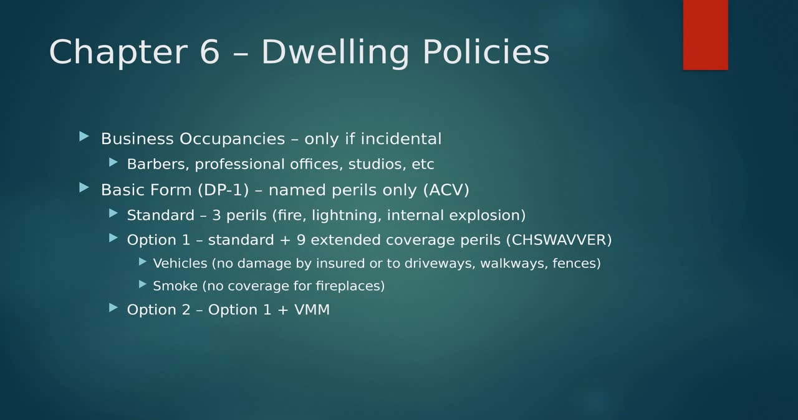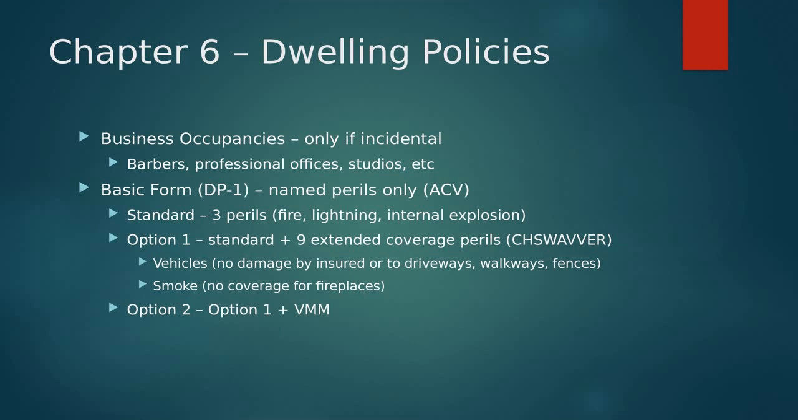Smoke is the next thing that's going to be covered here. There will be coverage for sudden and accidental damage caused by smoke, but no coverage for agricultural smudging, industrial operations, or, under DP1 option 1, coverage for smoke from fireplaces. So what would be covered in this case? Say there was a fire in the kitchen that got out of control, you were able to contain the fire damage, but the smoke damage was pretty intensive. That would be a covered peril under this policy.